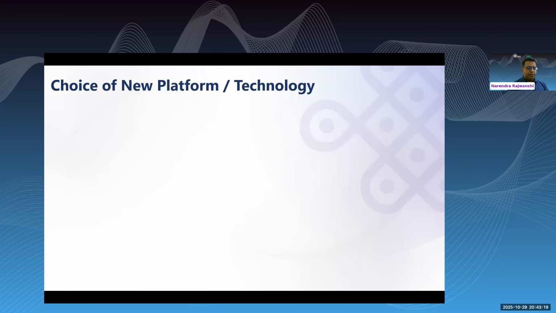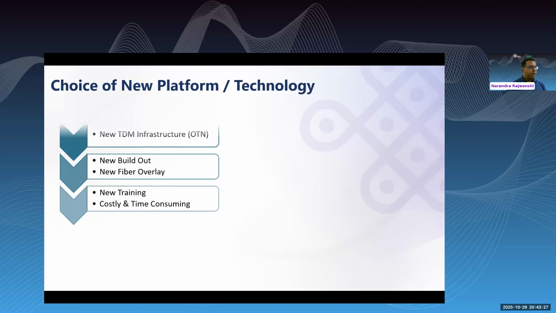Now, to start this transformation, there's a question of the choice of technology that we should adopt. So one option is to build a new TDM infrastructure, which is OTN based. So that can carry, of course, the SONET interfaces of the past and also can carry Ethernet services as well. However, there's a challenge in this: it needs a completely new build out, a new fiber overlay, a new technology, new training. It is costly and time consuming.